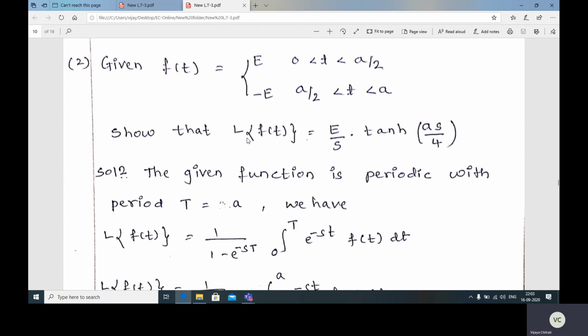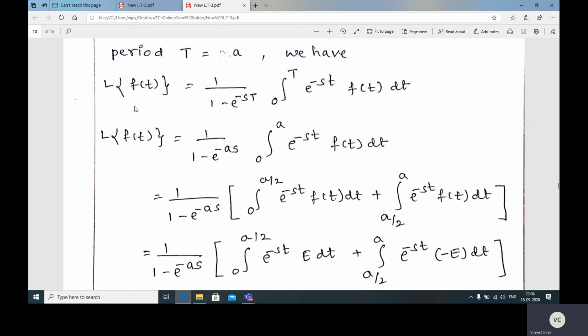So first we need capital T. So first find capital T. So here function f of t, right? So here small t lies between 0 to a. Compare with small t lies between 0 to capital T. So capital T is equal to a. So we have L of f of t is equal to 1 divided by 1 minus e raised to minus s into capital T, integration of 0 to capital T, e raised to minus st, f of t dt.